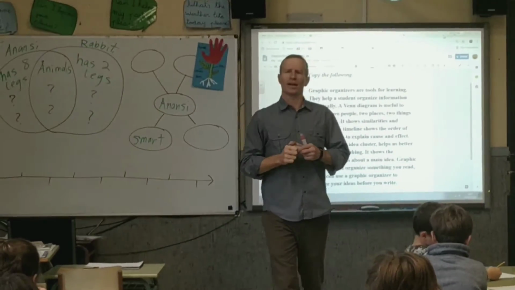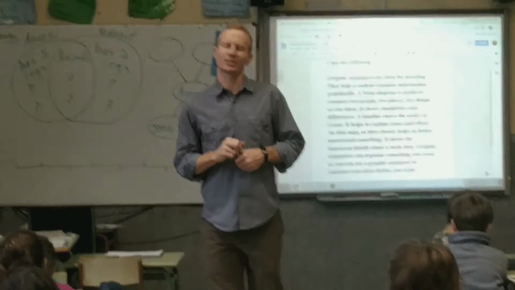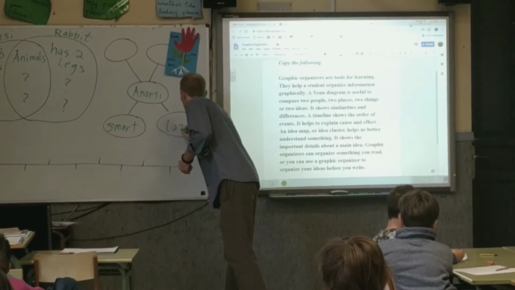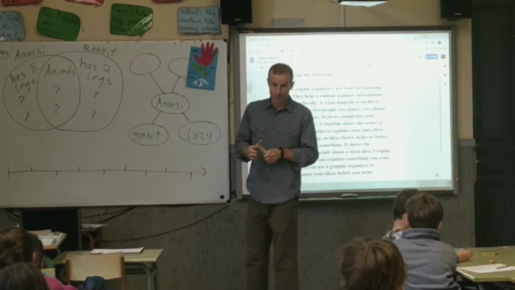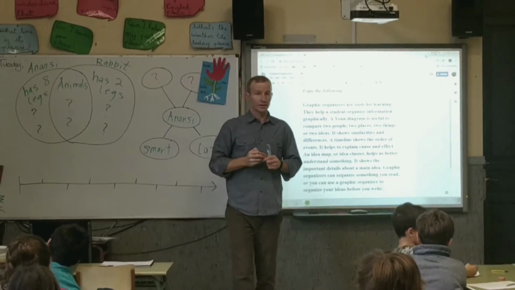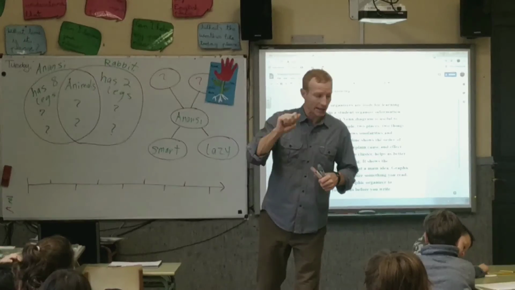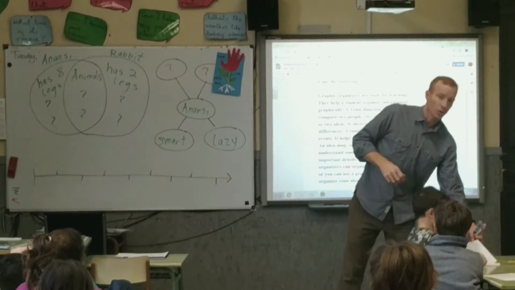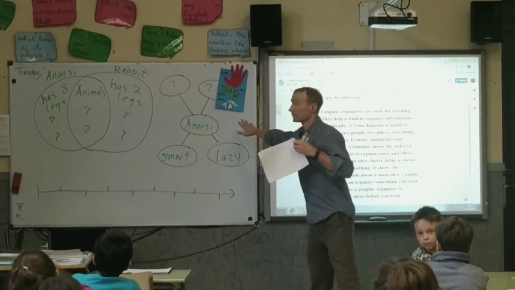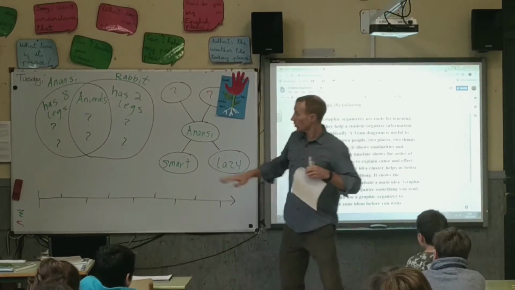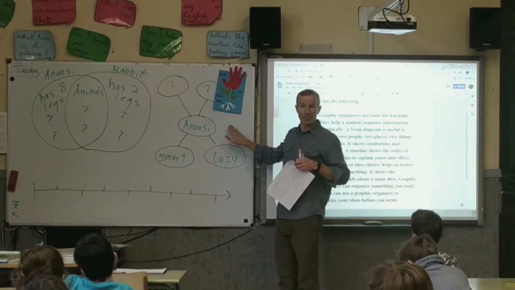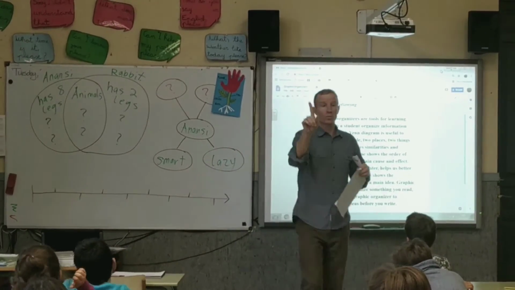But what else do we know about Anansi? He's smart, but does he like to work? No. Anansi's lazy. So I'm going to write that here. Your job is to think of 2 more things that you know about Anansi, and you're going to fill out this graphic organizer, this idea map. So we have a Venn diagram, you'll finish it. We have an idea map, you'll finish it, but there's one more.